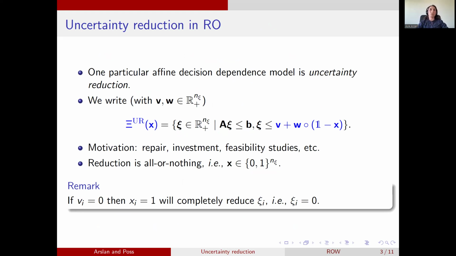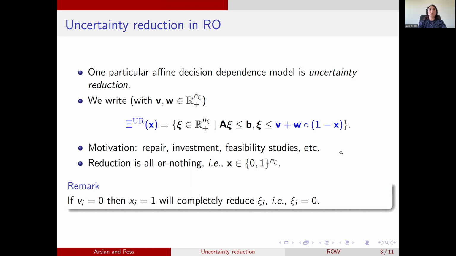Here we will be interested in a more specific decision-dependent structure, and we call this uncertainty reduction. Basically, the variables that will interact with the uncertainty sets will only touch the right-hand side of some upper bound constraints. Here V and W are non-negative parameters and Xi are non-negative uncertain parameters. When X is equal to 0, these parameters can go up to V plus W, and when it is equal to 1, they can only go up to V. Of course, all of these are element-wise upper bounds that are applied on the vector Xi.